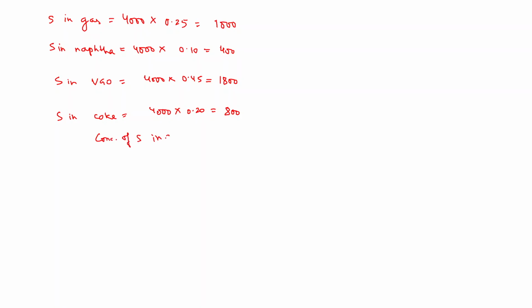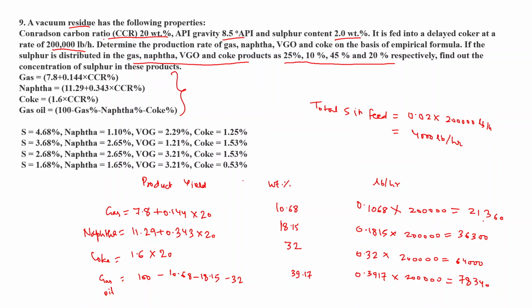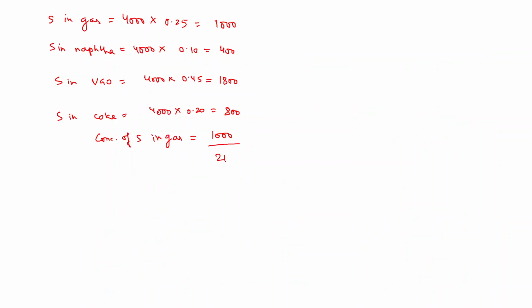Concentration of sulfur in gas. So the amount of sulfur in gas is 1,000 upon total gas, which is 21360, into 100. It will be giving us 4.68%. In naphtha, the amount of sulfur in naphtha is 400 and the amount of naphtha in the feed is 36300, into 100, which will be giving us 1.10%.